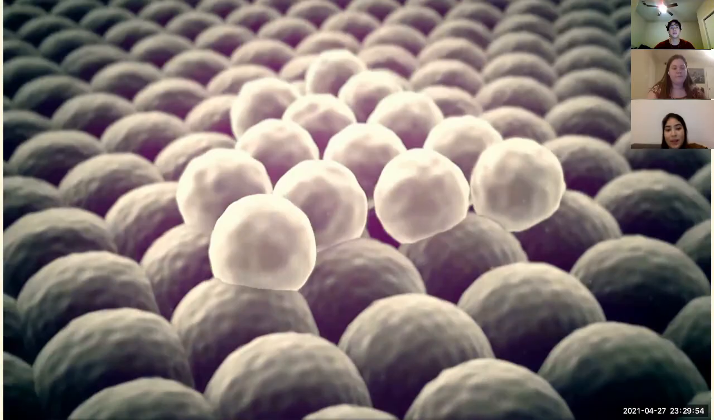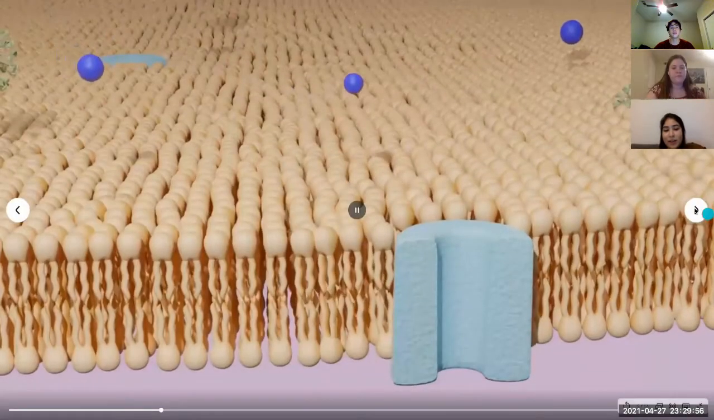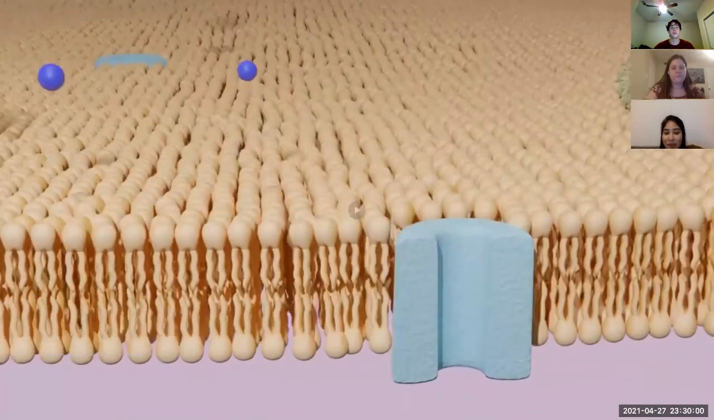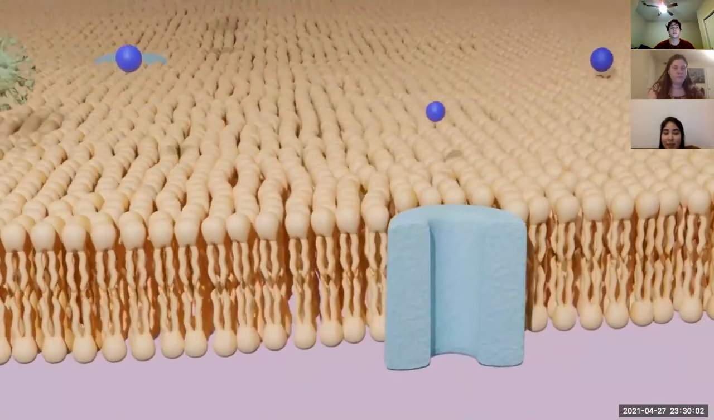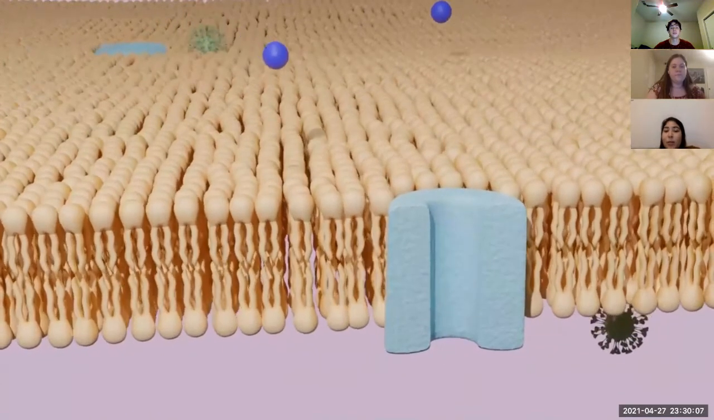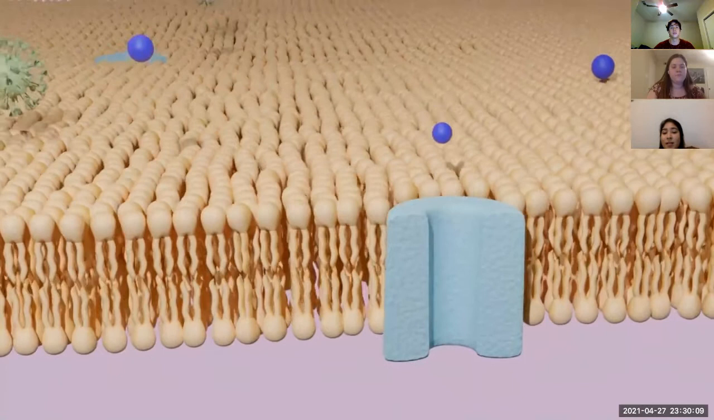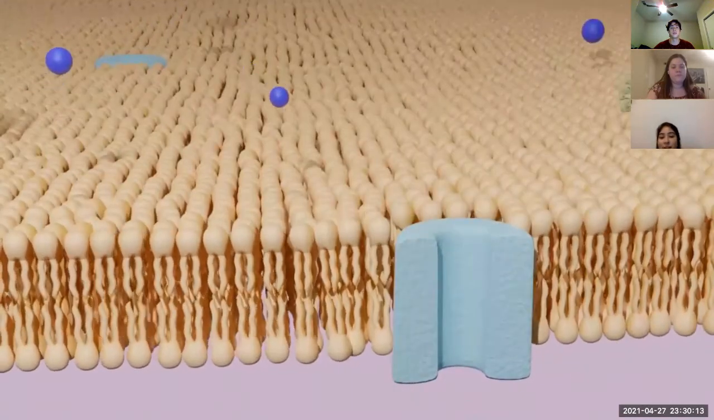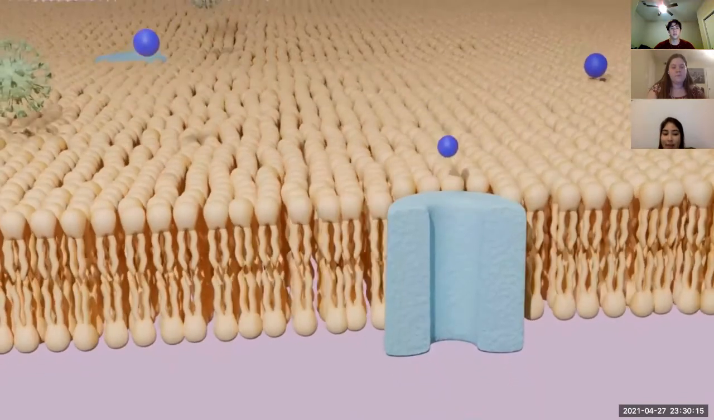There are two forces that drive the diffusion of ions across the plasma membrane: a chemical force, which is the ion's concentration gradient, and an electrical force, which is the effect of the membrane potential on the ion's movement. There are more positively charged ions outside of the cell than there are inside of the cytosol, which makes a relatively more negative charge on the inside of the membrane compared to the outside.